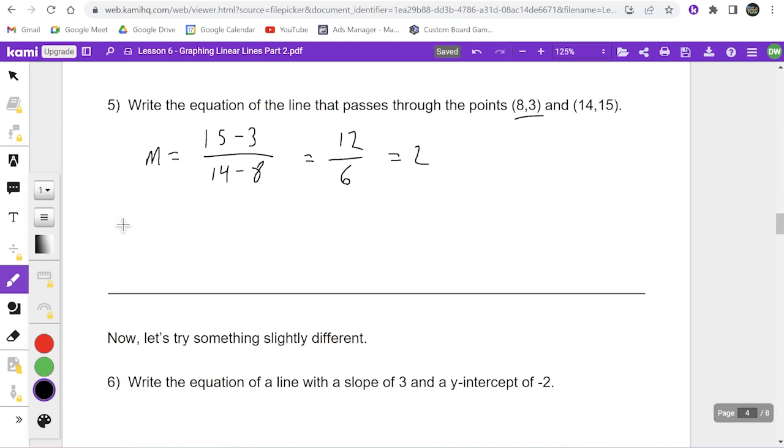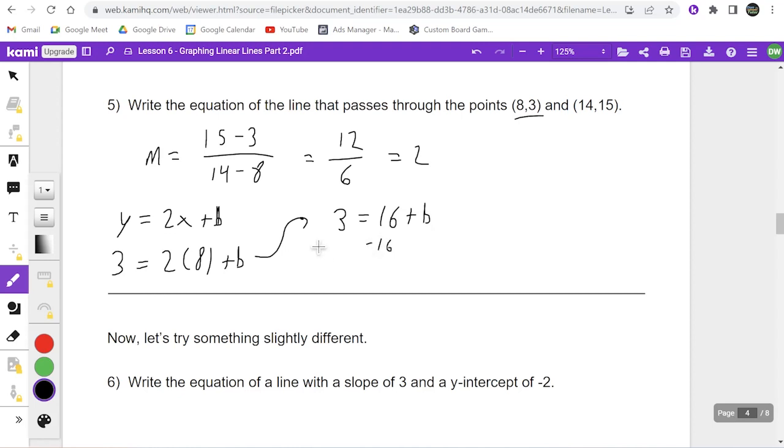So, in other words, when I say y equals 2x plus b, and I plug in x and y, I'm going to say 3 equals 2 times 8 plus b. 2 times 8 is 16, so 3 equals 16 plus b. Then we've got to subtract 16 from both sides. Looks like b is going to equal negative 13. And there's our answer, y equals 2x minus 13.